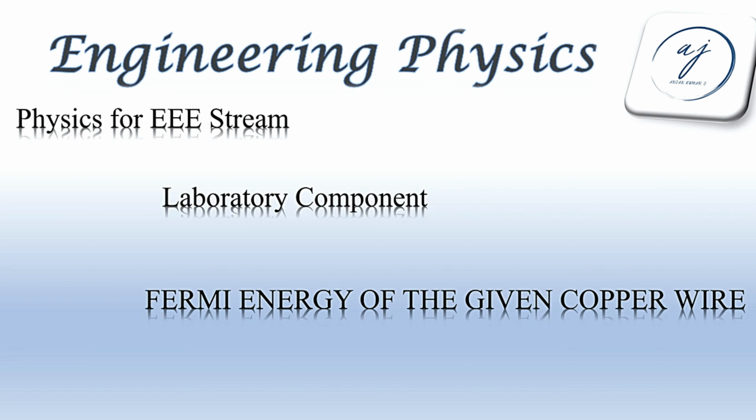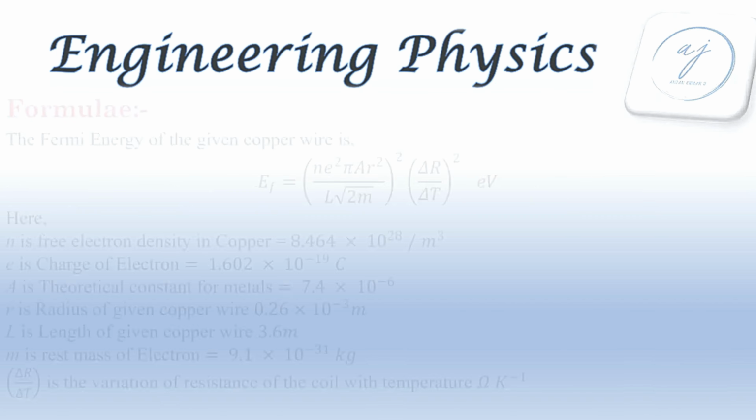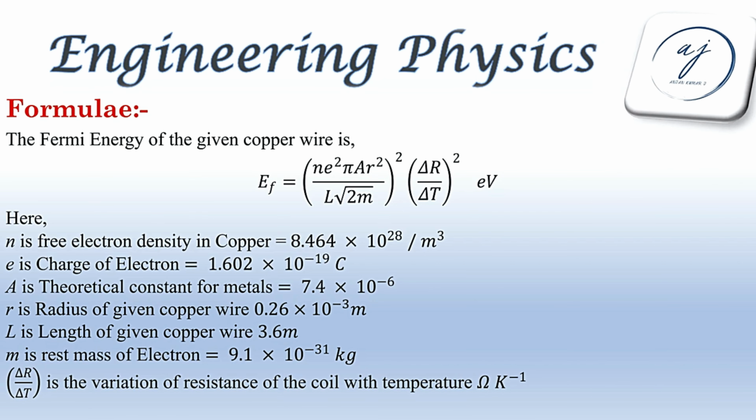The objective of this experiment is to study the variation of the resistance of the copper material with temperature. To find the Fermi energy of a copper wire, the formula shown on the screen is used. Here, N is the free electron density, e is the charge of an electron, capital A is the theoretical constant for the metals, R is the radius of the copper wire, L is the length of the copper wire, Me is the rest mass of the electron.